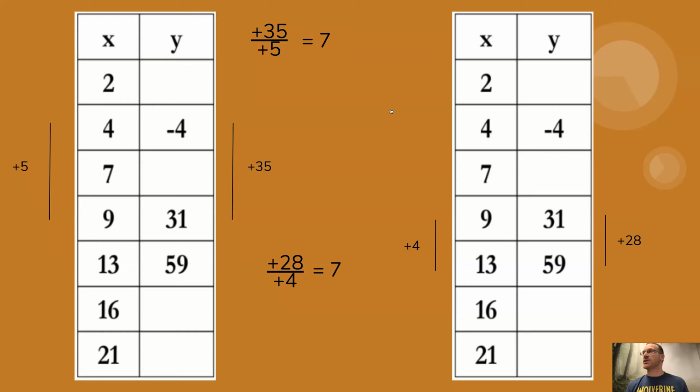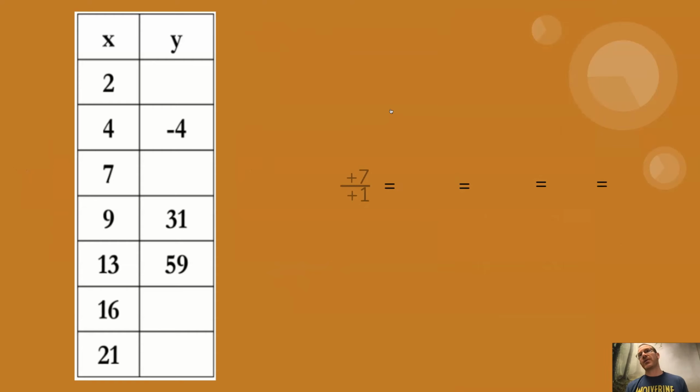They do look different, but that goes back to what we know about ratios. Even if we have a ratio of 7 to 1, there's an infinite amount of equivalent ratios to that. It could be 14 to 2, 21 to 3, 28 to 4, 35 to 5. So the question is, which of those do I use when I'm working with a table of values?